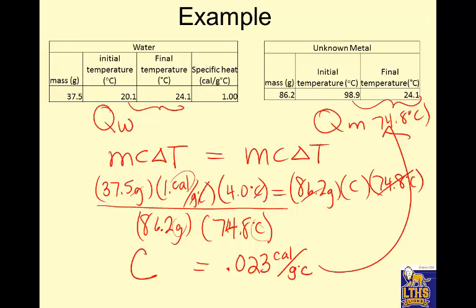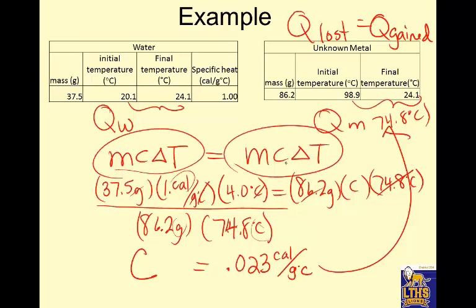So calorimetry helps us determine heat change by determining temperature change, and make sure you know Q lost, the heat lost by one thing, is going to be equal to the heat gained by another. And as long as we know it's just temperature changes going on, we can figure that out.